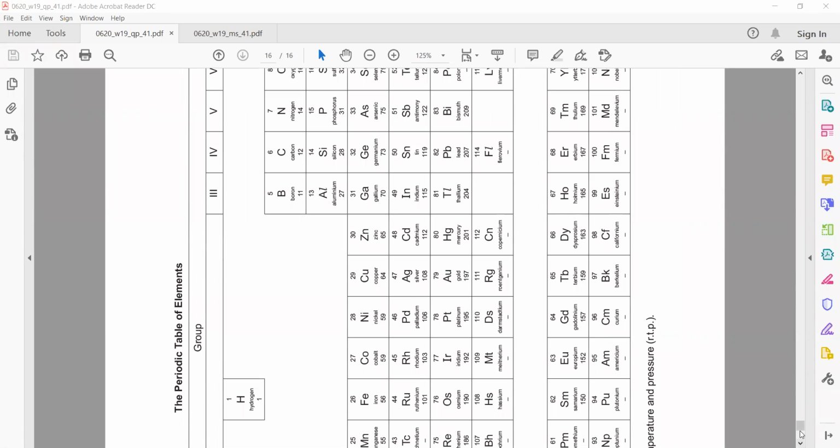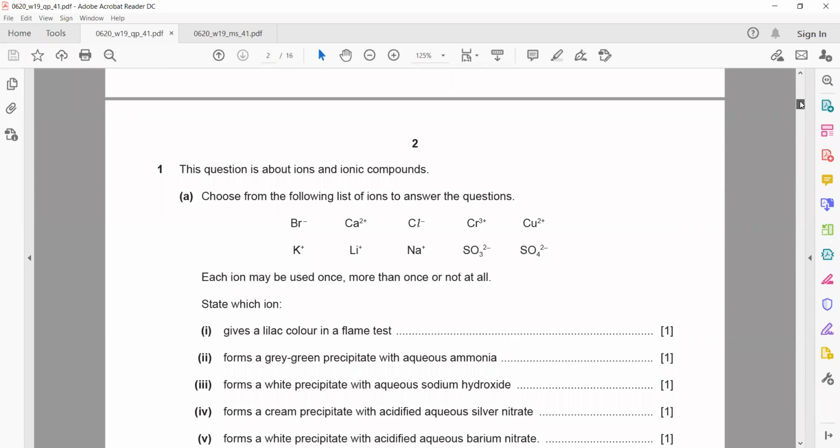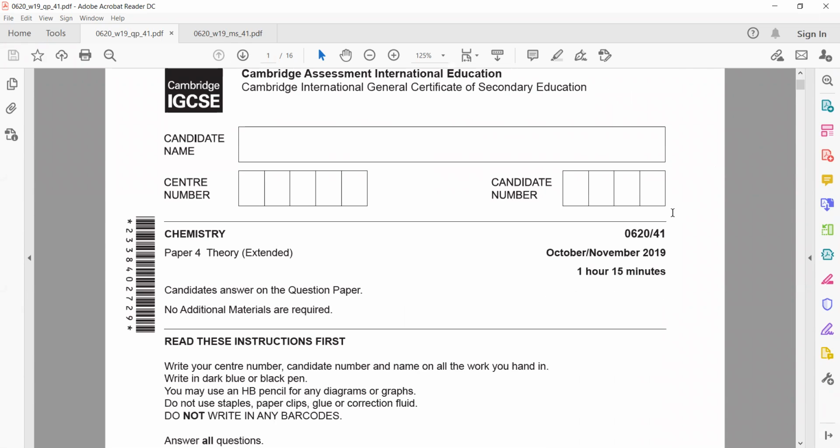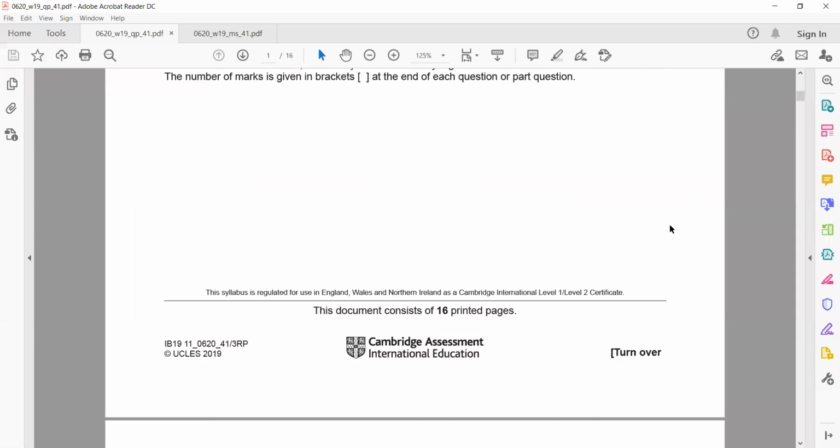So this was October, November 2019, first variant, paper 4.